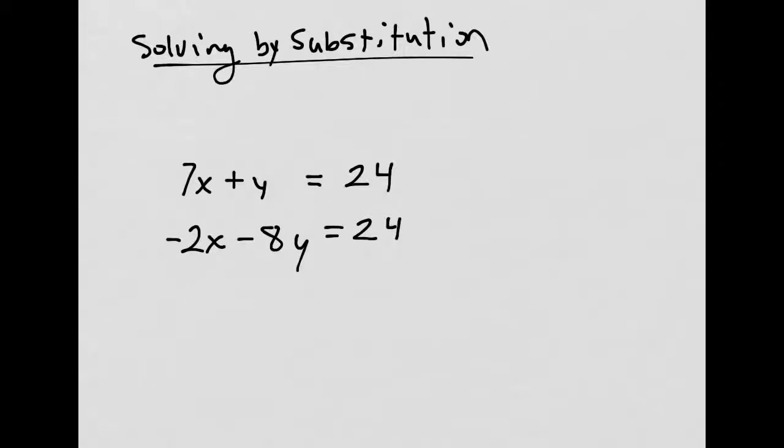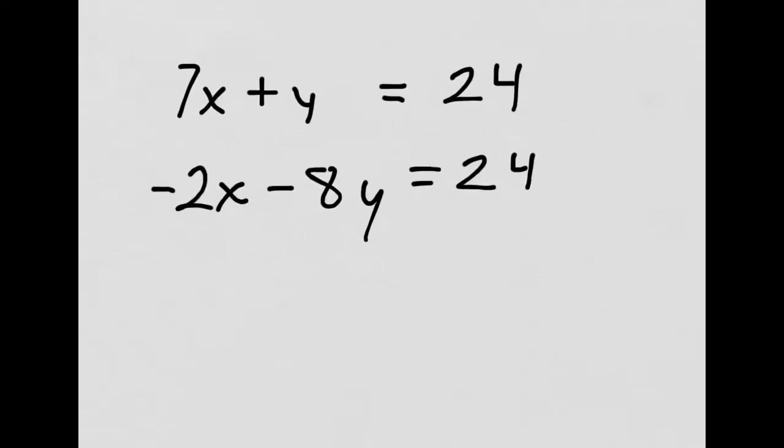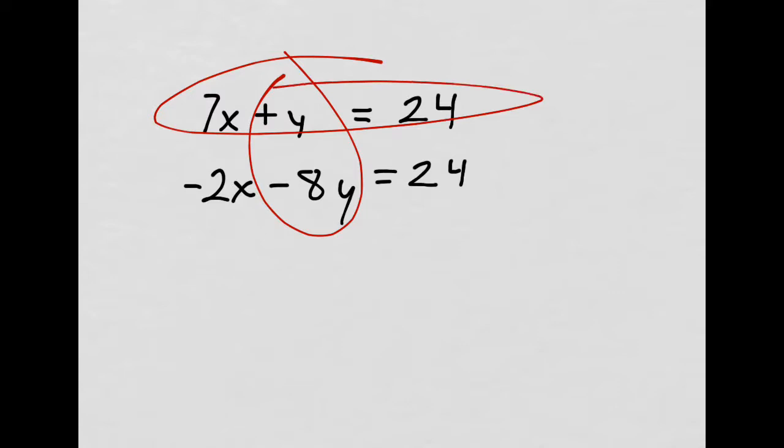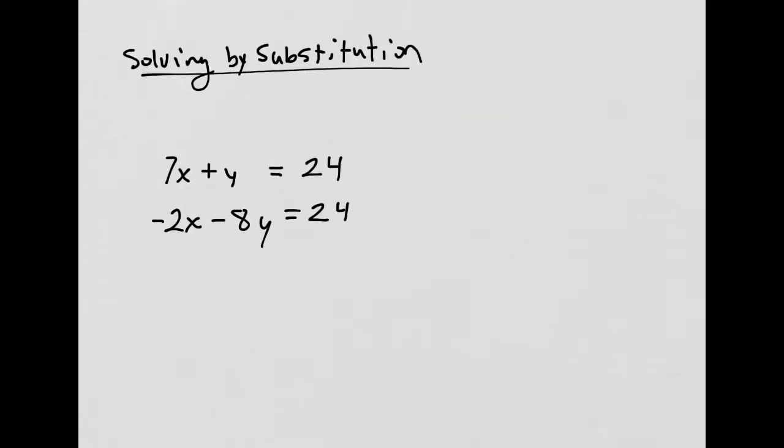So for this problem, it says to solve by substitution. It's actually pretty easy to solve by elimination because we can eliminate the y's just by multiplying this by positive 8. But it says to do it by substitution. So what does that mean? That the first step is to solve for one of the variables.